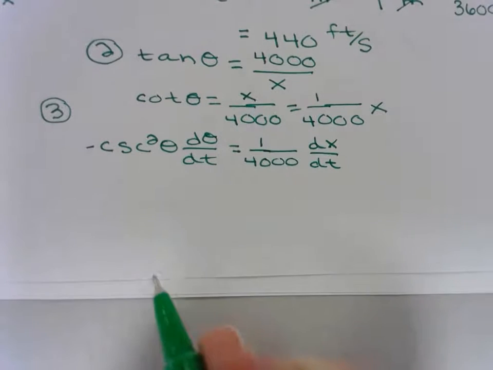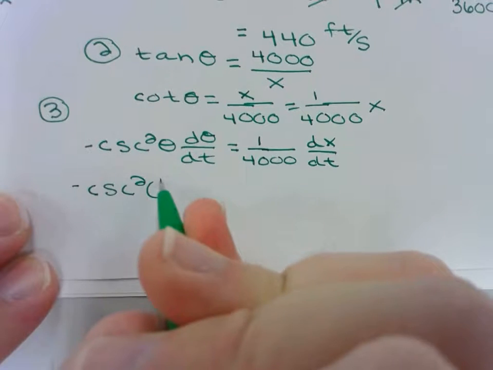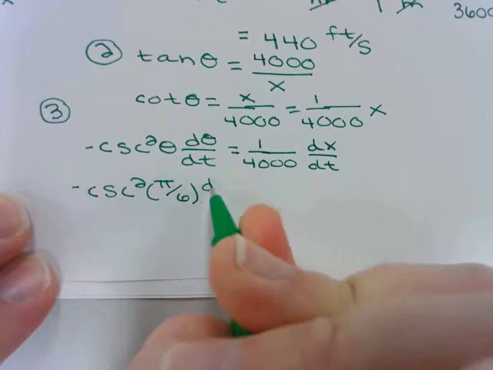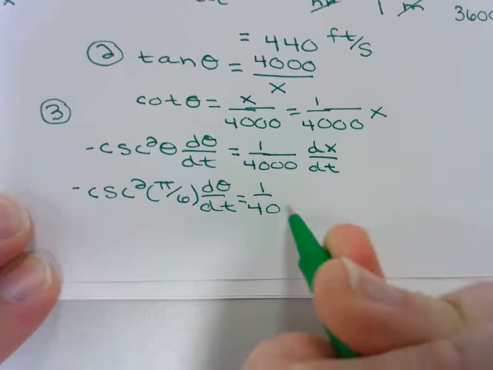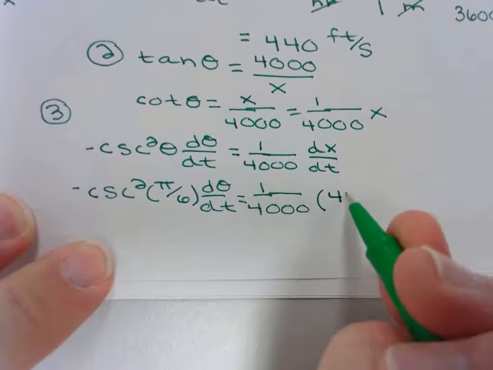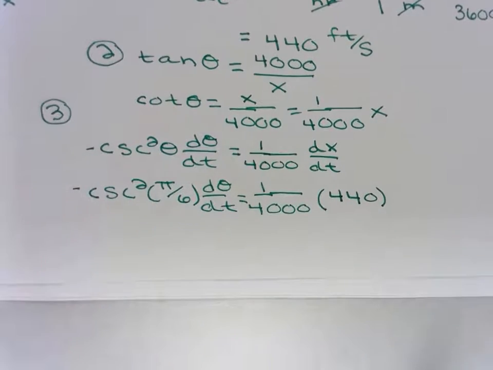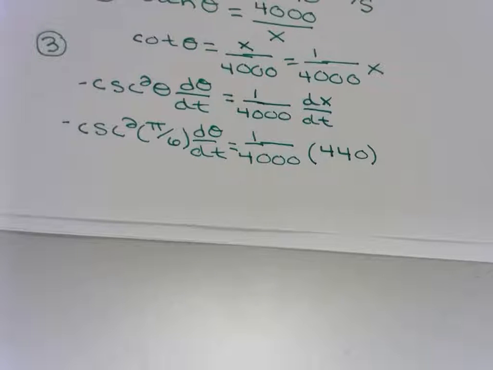So 30 degrees in radians is pi over 6. So pi over 6. I want to know d theta/dt, so that's going to stay my variable. 1 over 4,000. dx/dt is 440. So go through, and you should be able to plug stuff in, or solve this for d theta/dt. Any questions on that? I'm trying to do some of the trickier ones with you. The other ones you can find stuff in your notes.